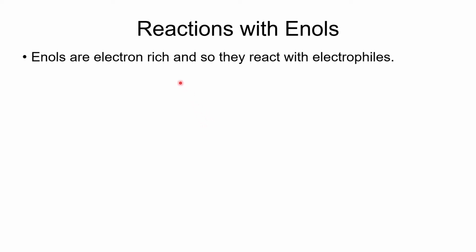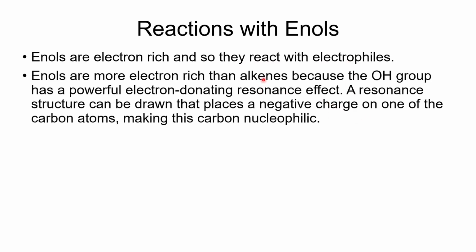So let's look at potential reactions with enols. So enols are electron rich. So since they are electron rich, they will react with electrophiles. They will act as nucleophiles. They are more electron rich than alkenes because the oxygen group is a powerful resonance donating effect.